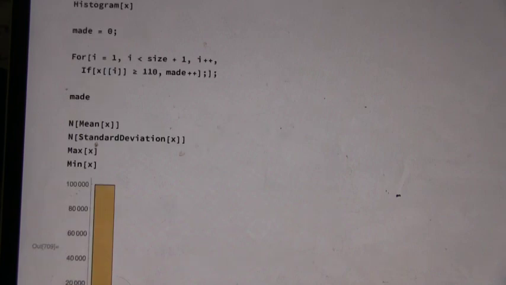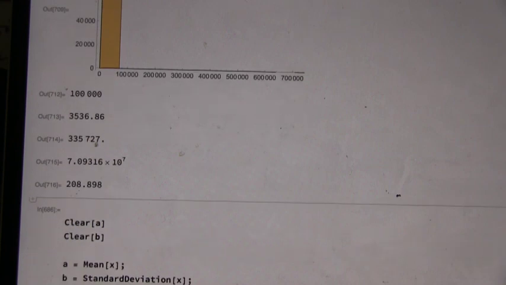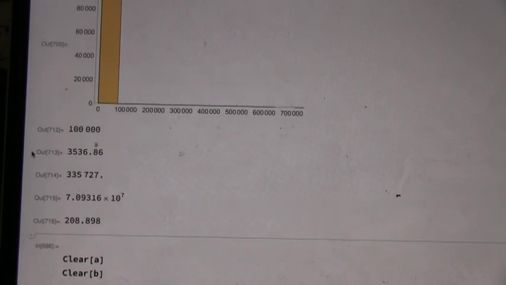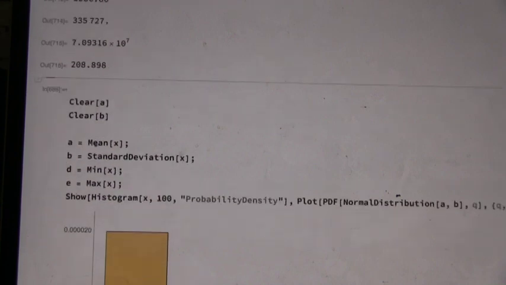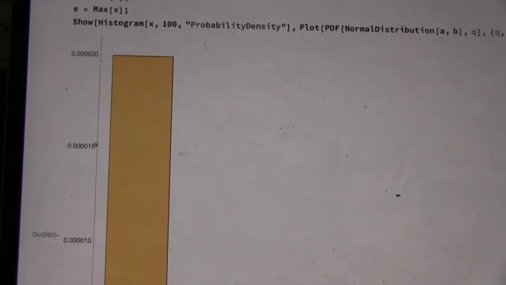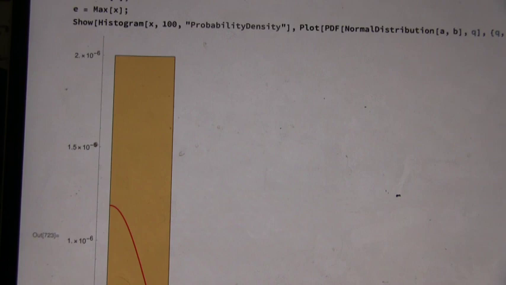Okay. So now with 100,000 trials, this time our mean is 3,536. Basically double. And our standard deviation's 335,000. Before it was 55,000. So you can see we have a problem here. We're not converging. And if I graph down here against a normal distribution, it just isn't right.